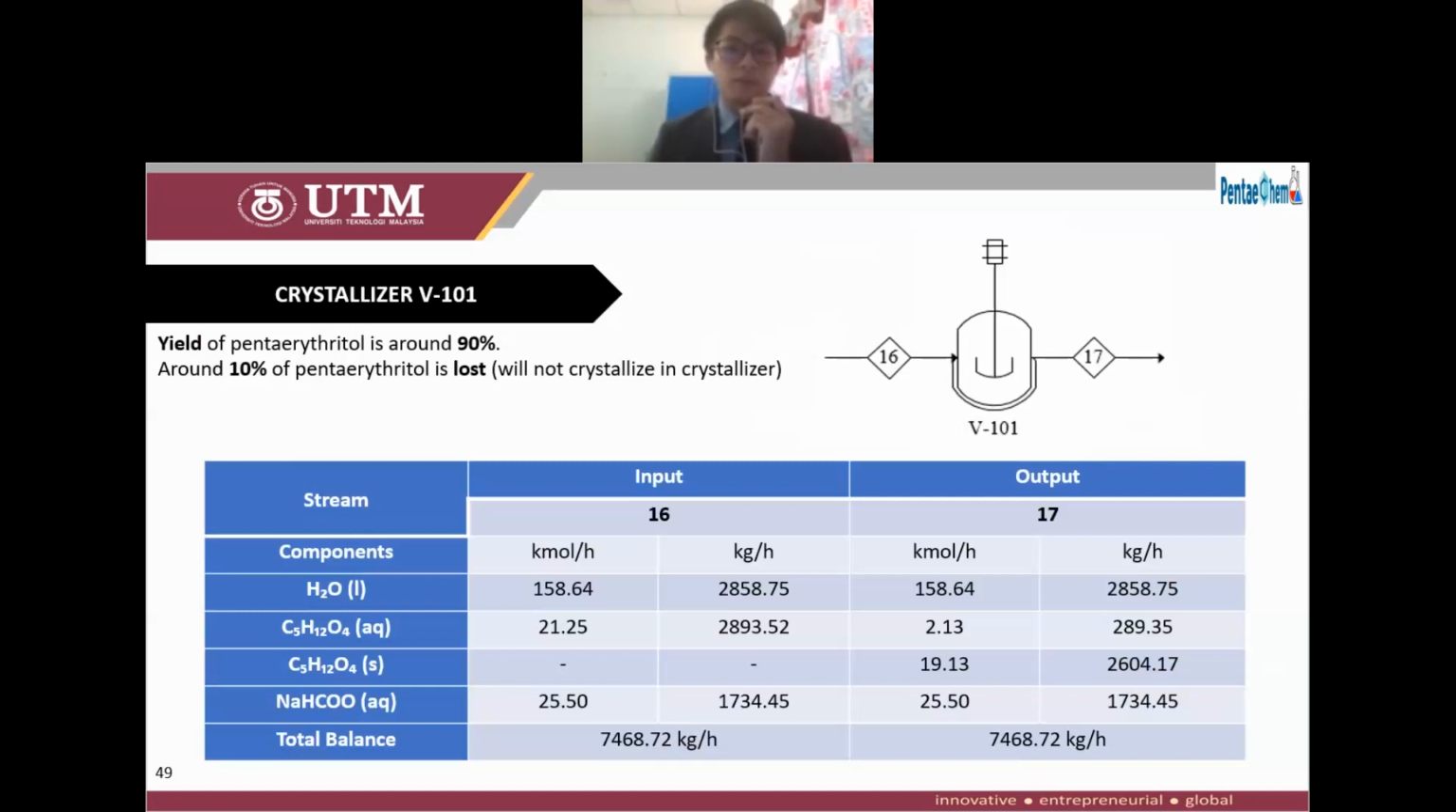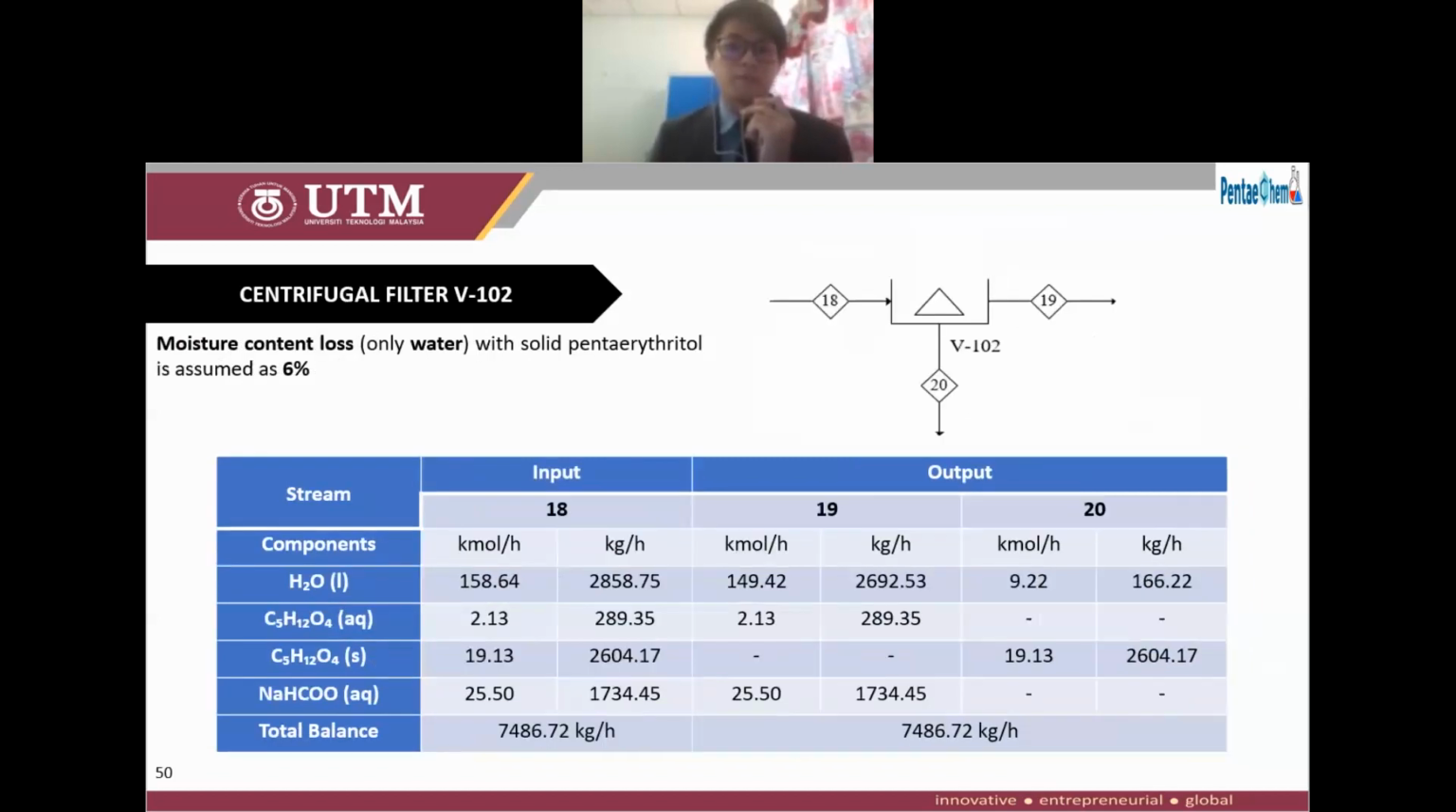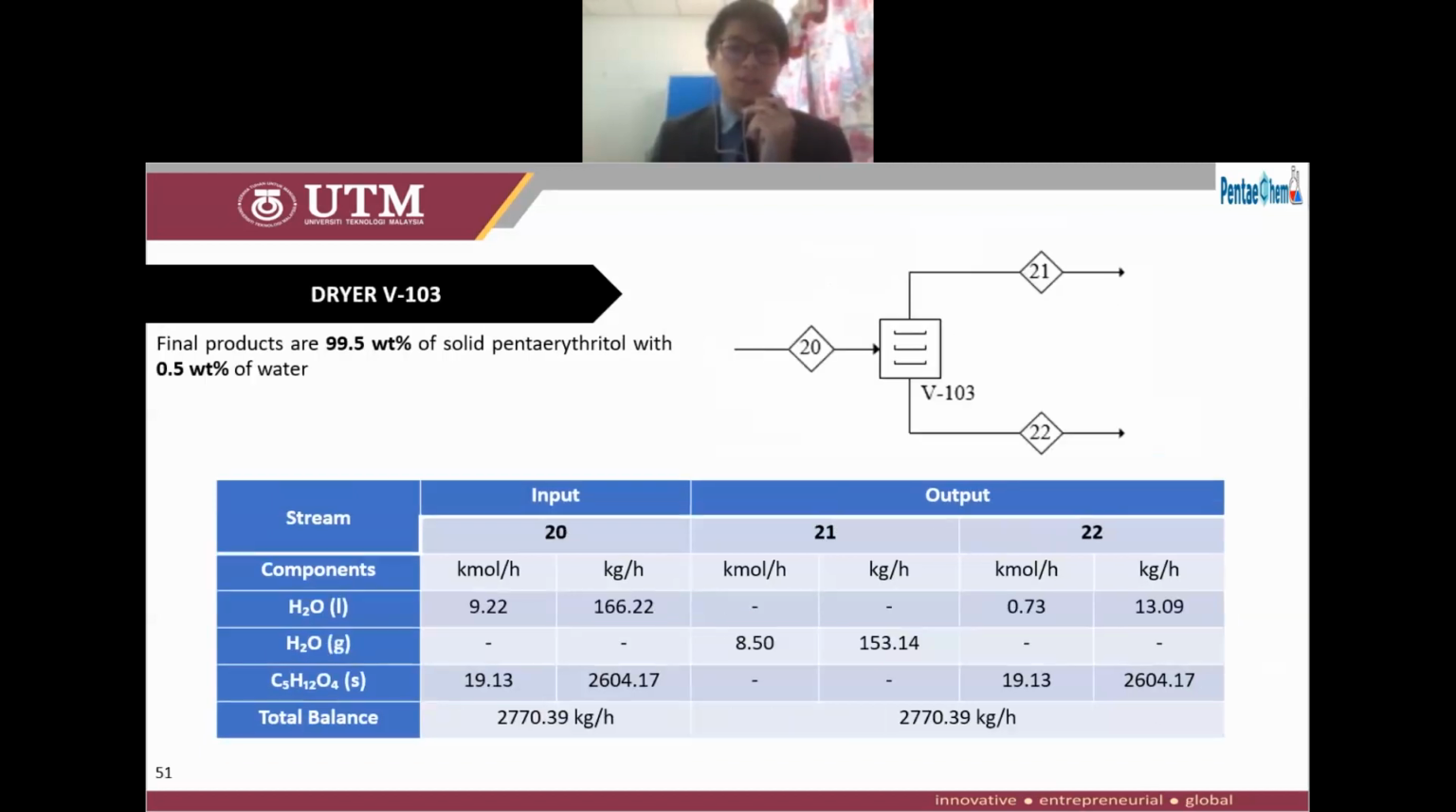And the next one will be the centrifugal filter. The purpose of doing this is to separate the solid pentaerythritol from the solution. And the moisture content loss in solid pentaerythritol is assumed to be 6%. And the final process will be the drying process, where water is evaporated in the dryer. And this table summarizes the mass balance for the dryer.